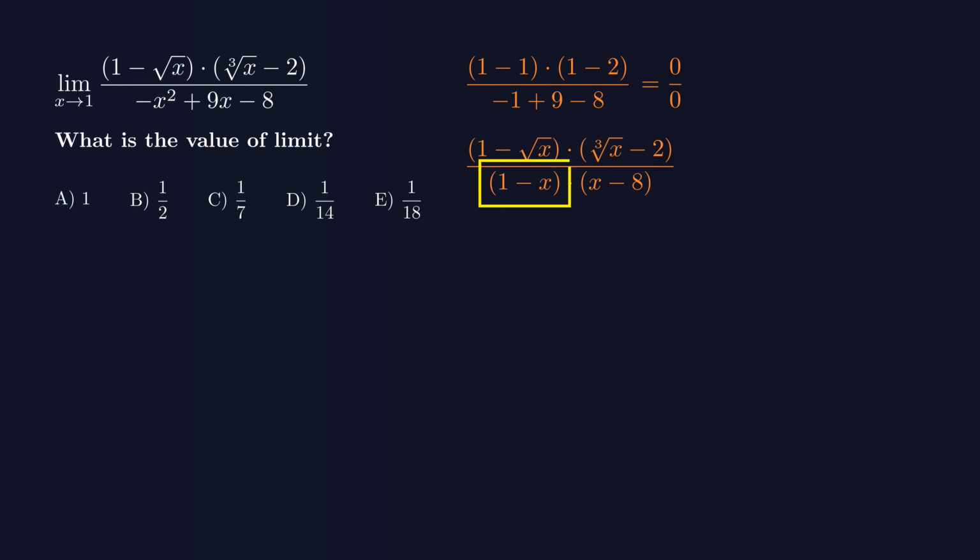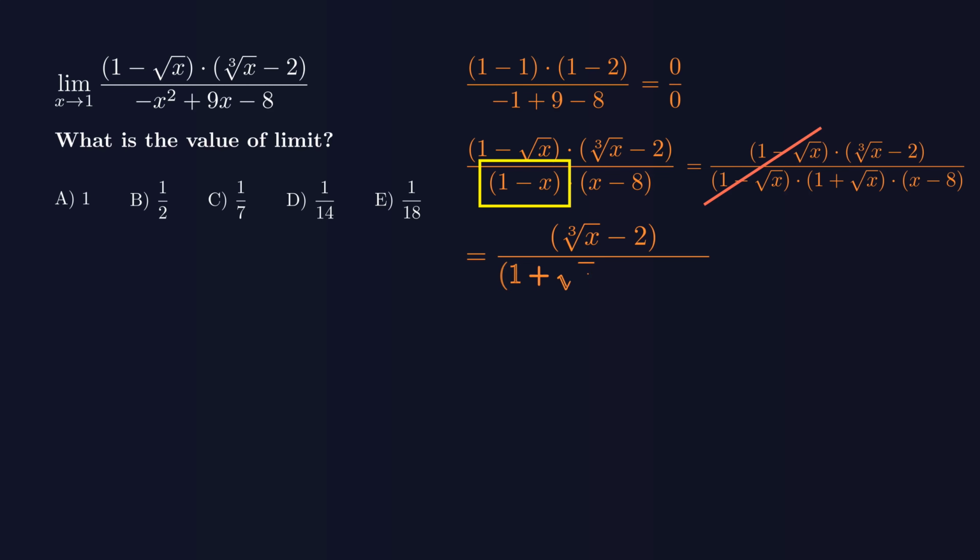But take a look at that 1 minus x part. We can break that down a bit more. The numerator can be factored as 1 minus square root of x times 1 plus square root of x. Now we have 1 minus square root of x in both the numerator and the denominator, so they cancel each other out. And this is what we're left with.